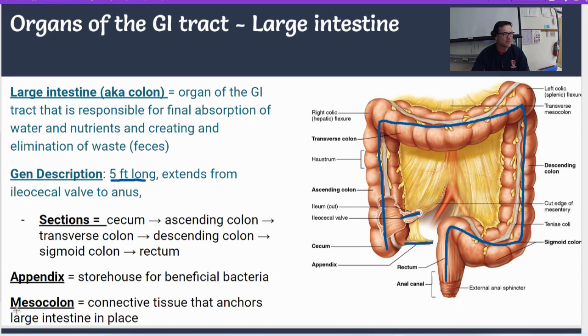The mesocolon, remember, that's the part of the peritoneum that holds the large intestine or colon in place. Remember, the mesentery holds the small intestine in place. The lesser omentum binds the stomach and the liver. The greater omentum is the fatty apron that drapes over the transverse colon and the small intestine. But this is the mesocolon. You can see it here in yellow, and that's what holds the large intestine or colon in place.